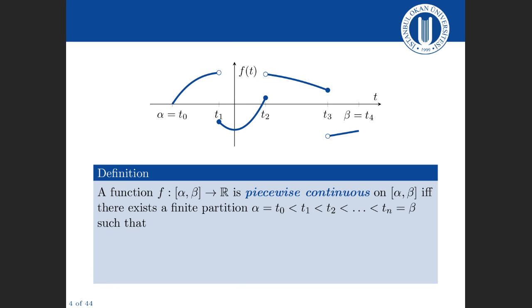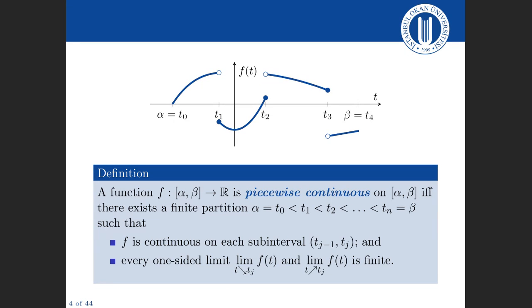Let's be more precise. Let's suppose there exists a finite partition, and let's suppose on each one of these small pieces the function is continuous, and let's suppose that at every one of these endpoints both of the one-sided limits exist and are finite.